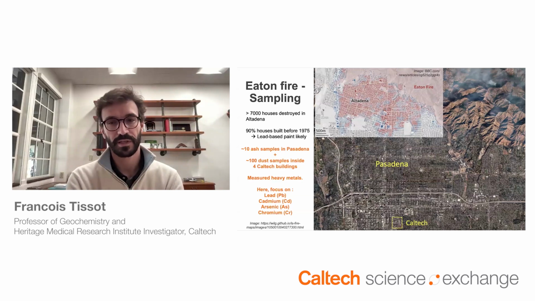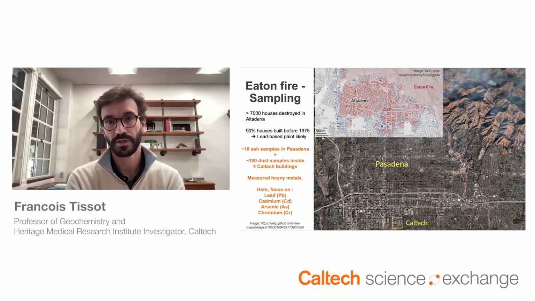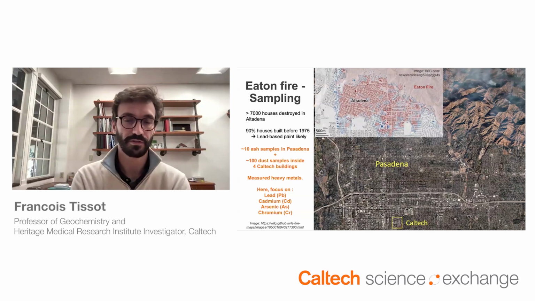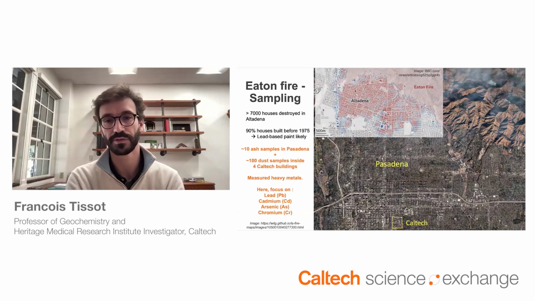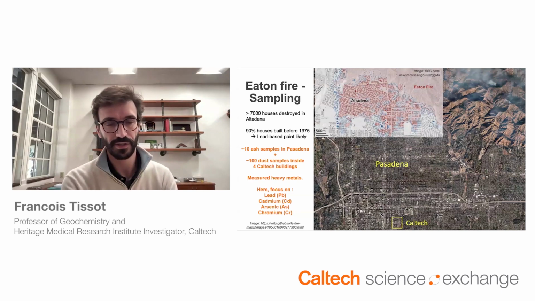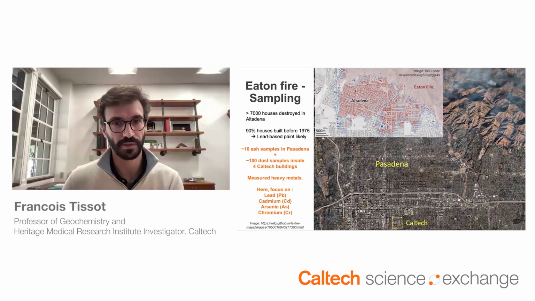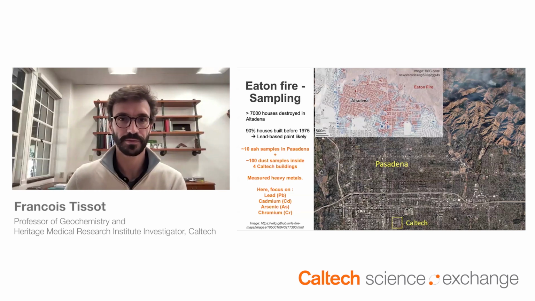We've gone and sampled about 10 ash samples throughout Pasadena. And then we've looked at Caltech, which is about 3 to 4 miles south of the fire region. And we've taken 100 dust samples inside 4 different buildings to look at the concentration of heavy metals on desk and window sills, trying to assess how much of a danger that is. So here we will focus on lead, cadmium, arsenic, and chromium as 4 important heavy metals that people might be familiar with. And the findings we have with those elements apply to other heavy metals.